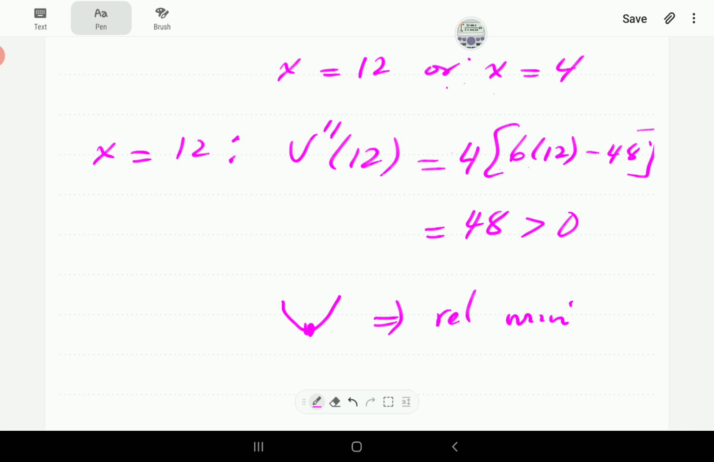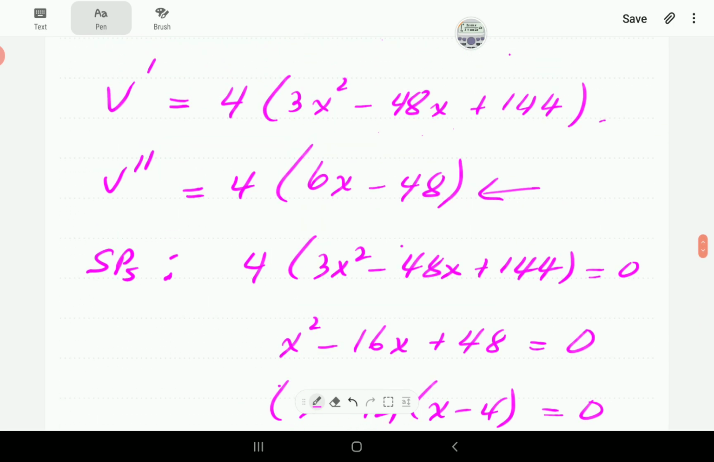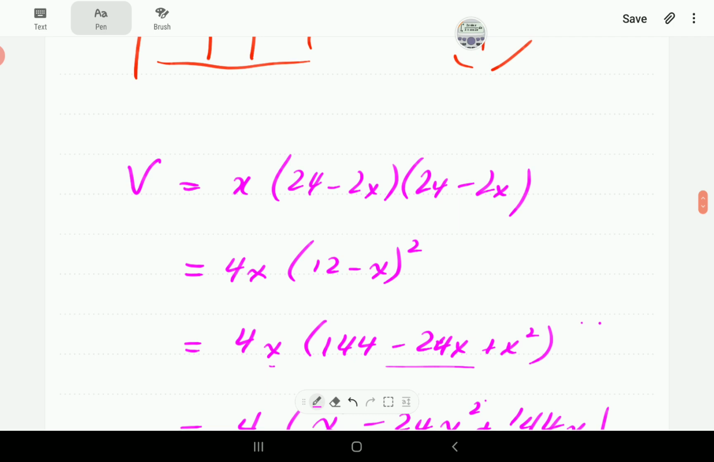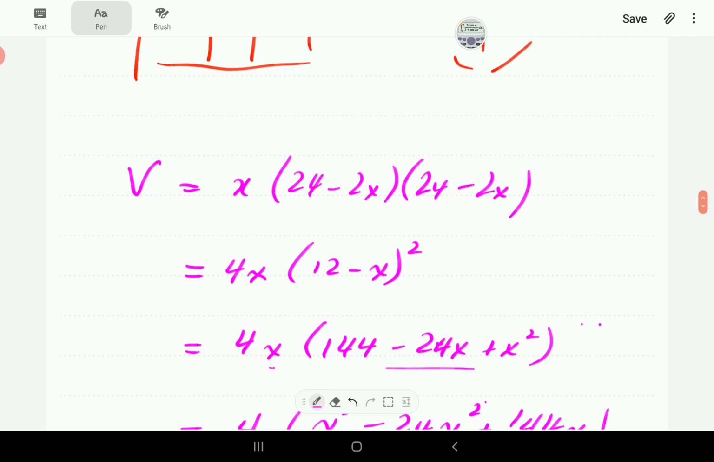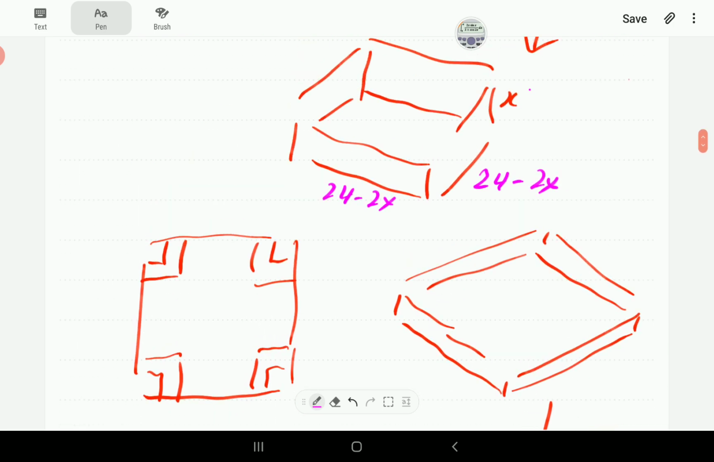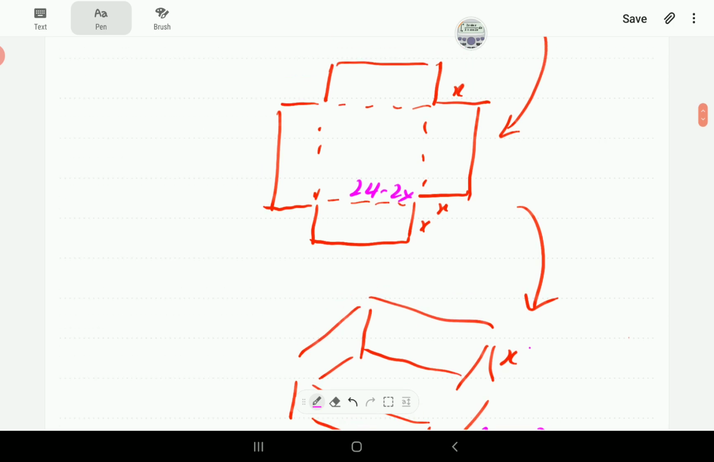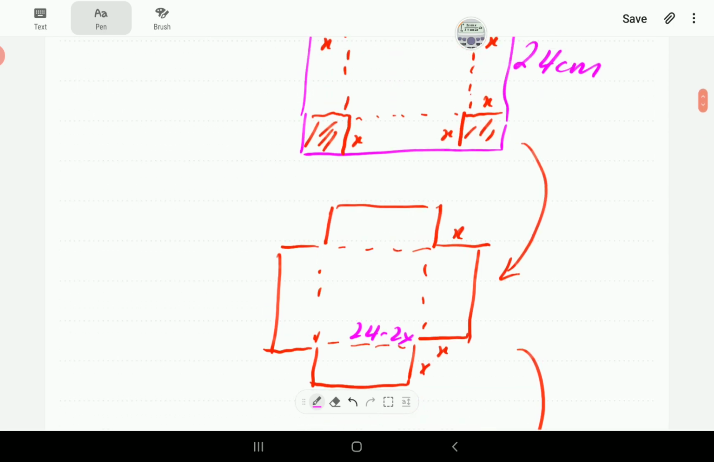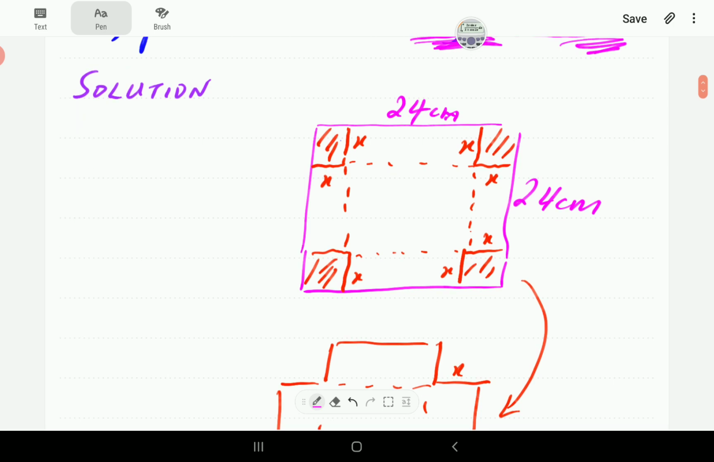In fact, if you plug x equals 12 into the volume function here, you're going to see that this gives us a volume of 0. And this is very important for these applied problems: whenever I find something from the mathematics, always relate it with the practical situation of the problem.